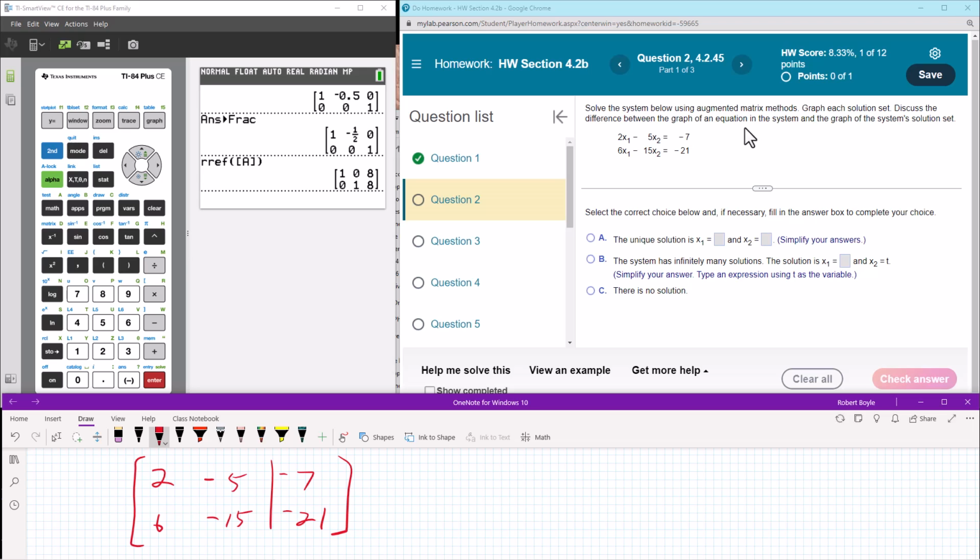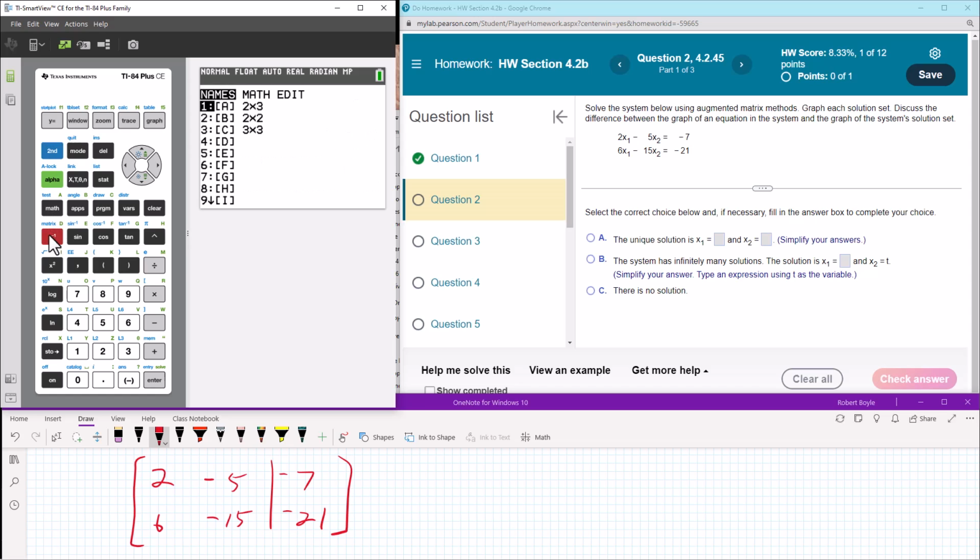Let's go ahead and put that into our calculator. Second matrix, not second math. I've made that mistake once already. Edit. And we're doing matrix A. It's still a 2 by 3. And just put the data in. Here we're going to have 2. Enter. Negative 5. Enter. Negative 7. Enter. 6. Enter. Negative 15. Enter. Negative 21. Enter. Okay, go ahead and quit.